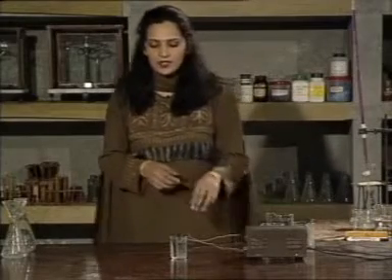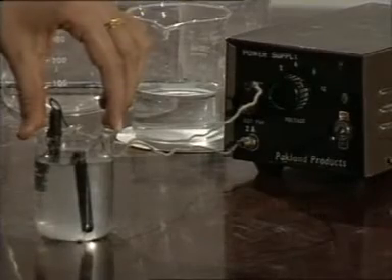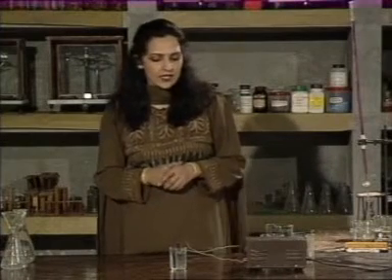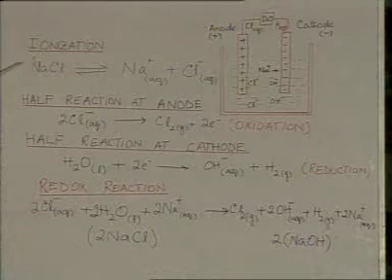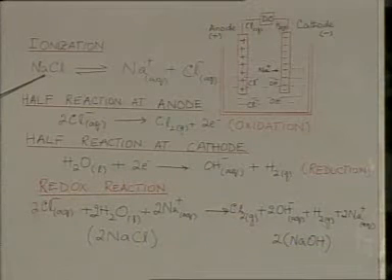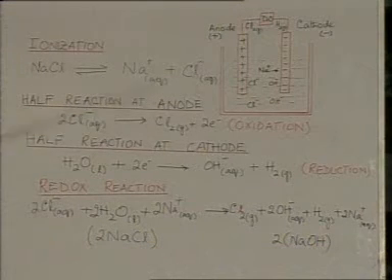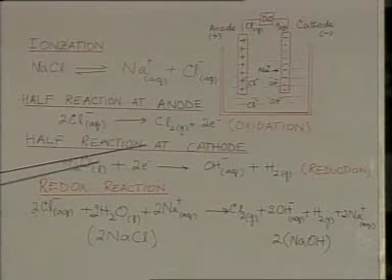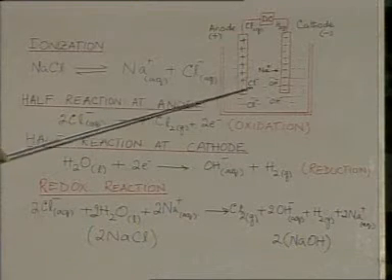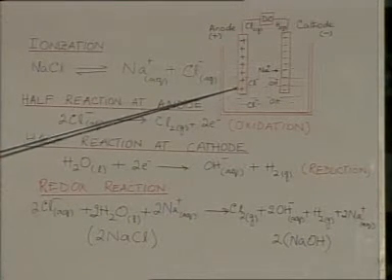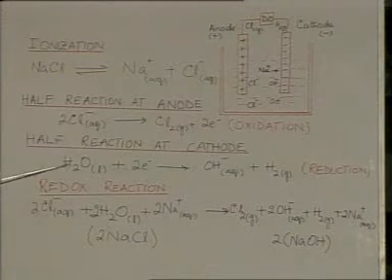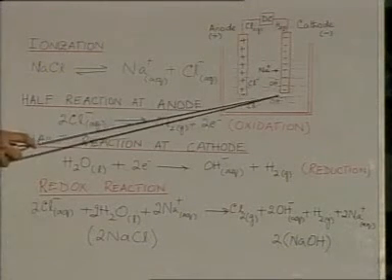We have a concentrated aqueous solution of sodium chloride, and you know that when sodium chloride is added to water, it ionizes into sodium ions and chloride ions. You can see from this equation that sodium chloride ionizes into sodium ions and chloride ions. Now when the chemical reaction occurs due to the passage of electric current, chloride ions will move towards the anode and water will get reduced at the cathode.